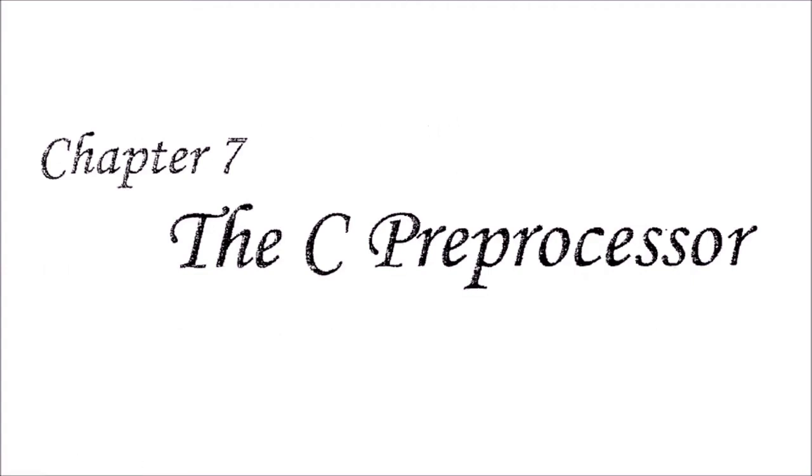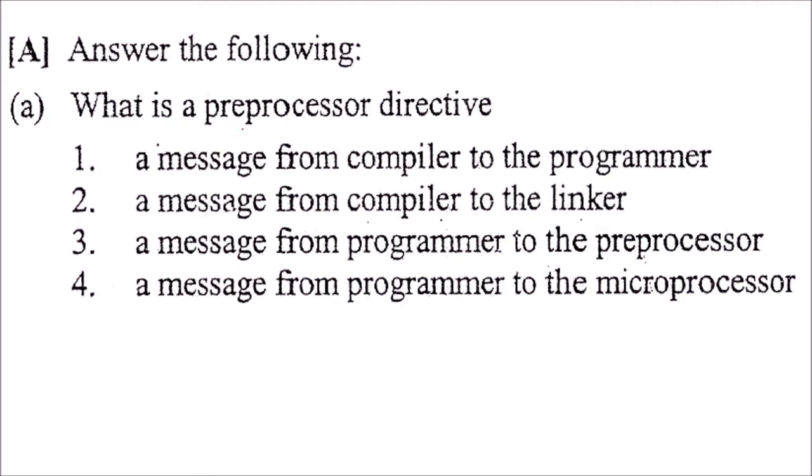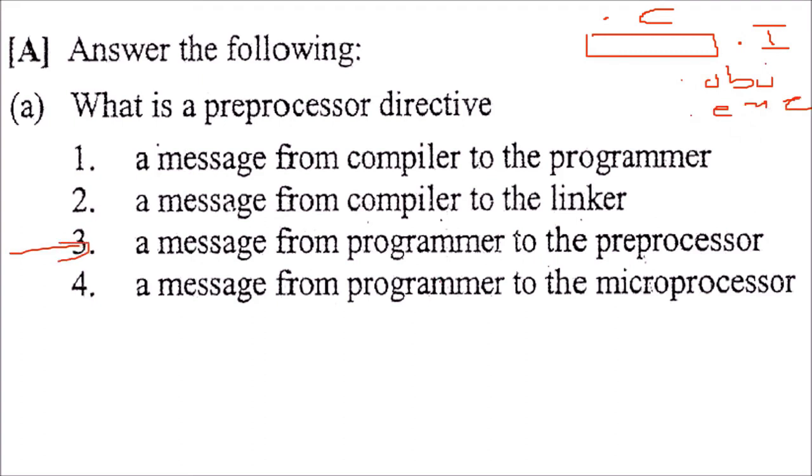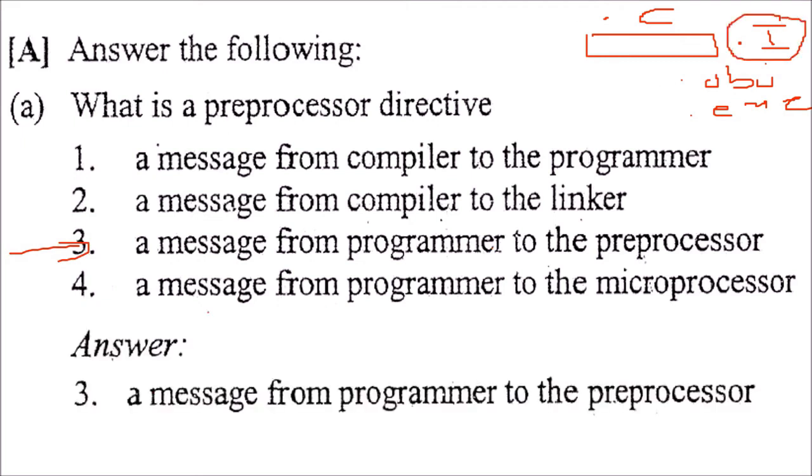This is chapter number 7, the C preprocessor. First question is, what is a preprocessor directive? When you write a program, say some program.c, the preprocessor directive is expanded to .i before you can make it as .obj by the compiler and .exe, right? So this is the correct answer: the message from the programmer to the preprocessor that please expand my macro definitions in the code.